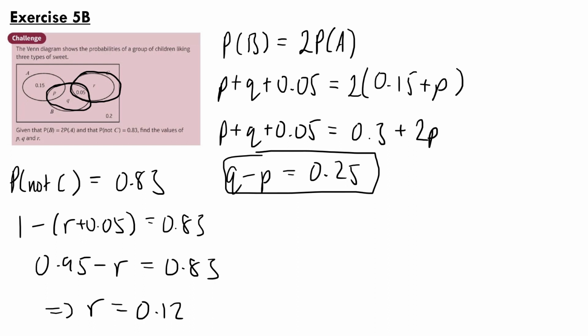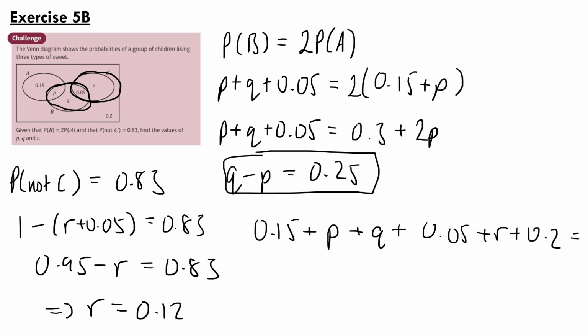Okay, and now we want to find another equation in terms of q and p, so we can solve them simultaneously and get our values of p and q. One fact that we can use to get this other equation is that the sum of all of the elements in the entire set has to be equal to 1. So we have 0.15 plus p plus q plus 0.05 plus r plus 0.2 must be equal to 1.